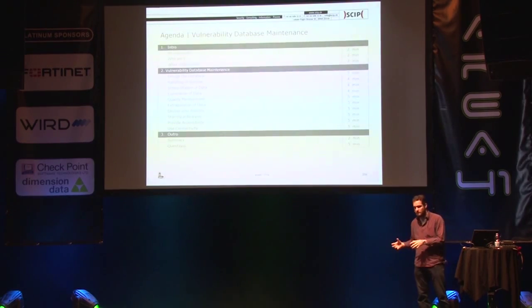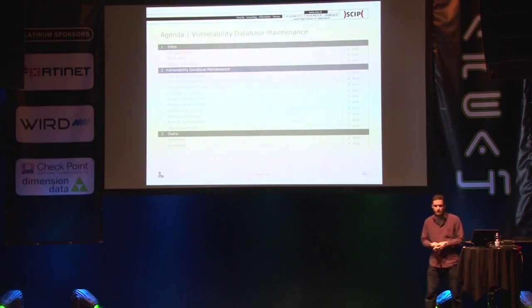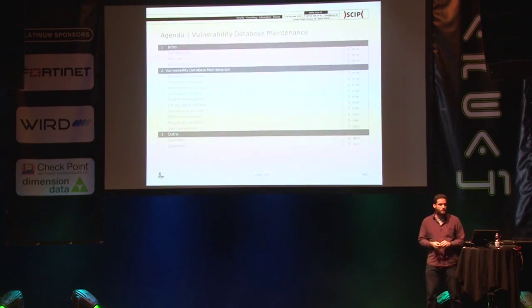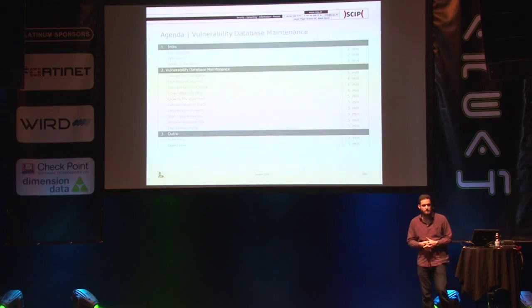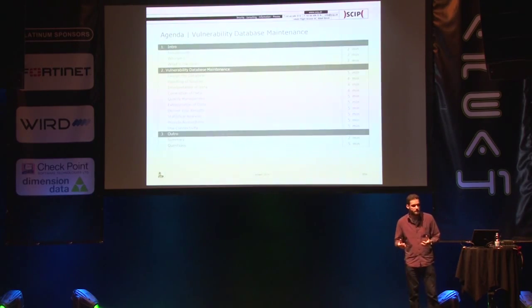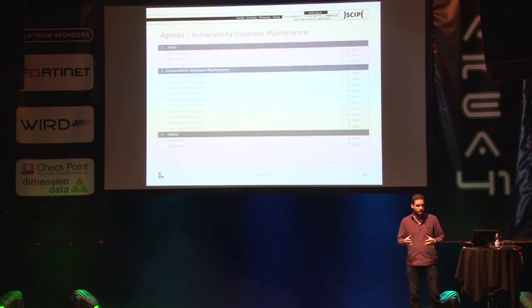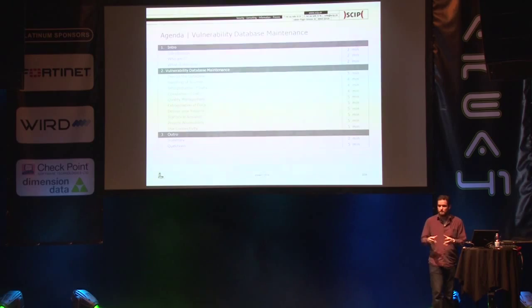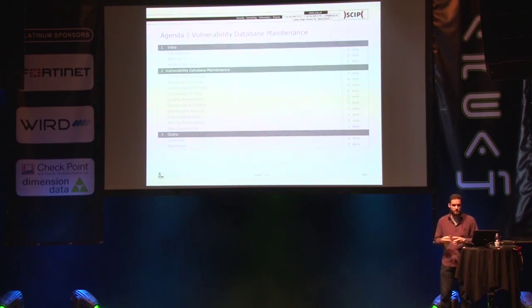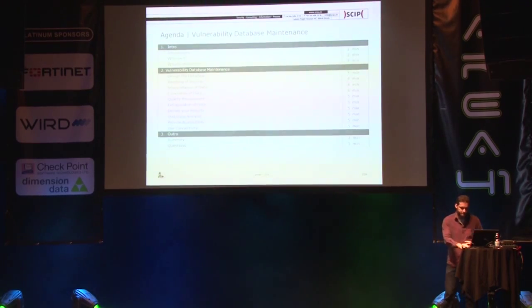We have a vulnerability database, which is public. And we've been doing this for quite a while. I think vulnerability management is very important for our industry, because it doesn't matter if you are a pen tester or an administrator or a researcher. Vulnerabilities are always important for you to understand risks and to put them in a context.